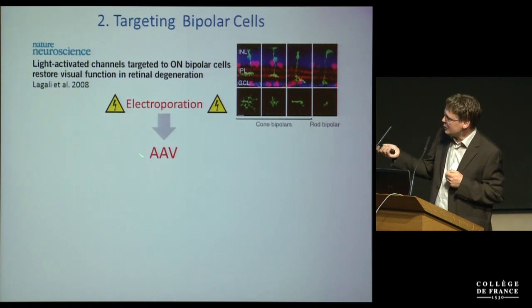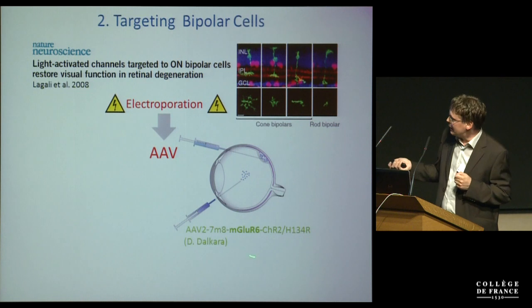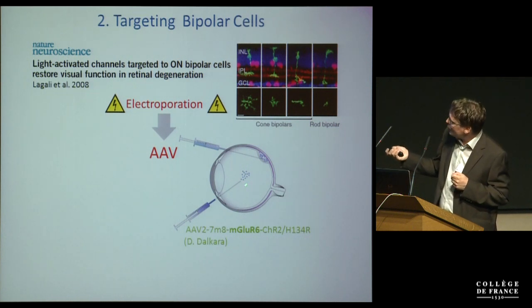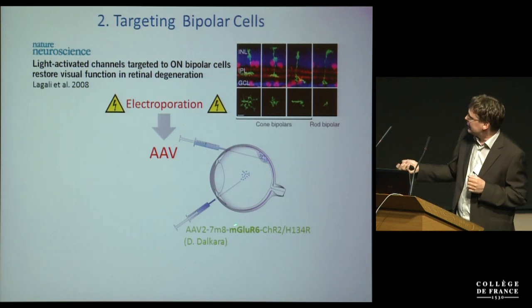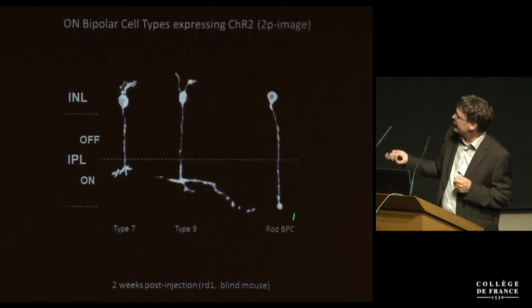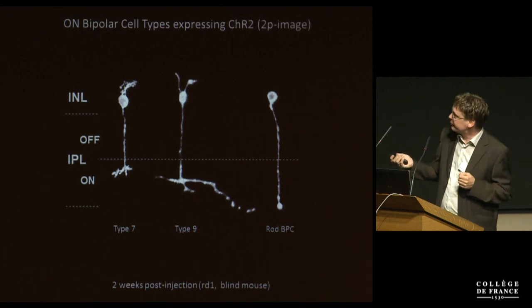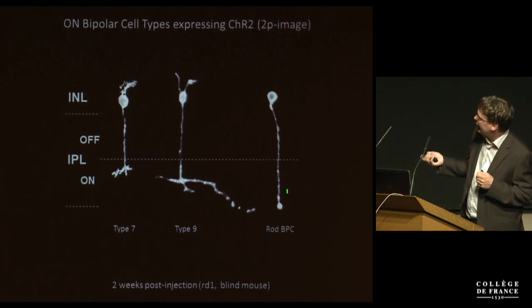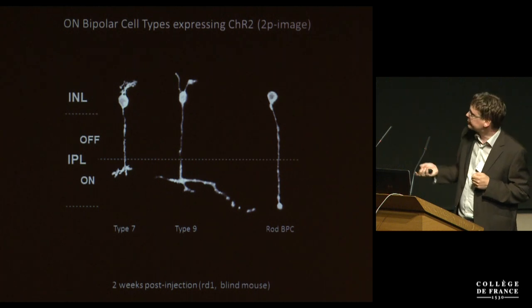We wanted to use an AAV, and we used an AAV that has been designed by Deniz Dalkara, especially to target the cells from the vitreous. And this had an mGluR6 promoter, so a promoter that is specific for the on bipolar cells. And here you see a 2-photon image showing that we can target the rod bipolar cells here, a type 9 and a type 7 on-cone bipolar cell.